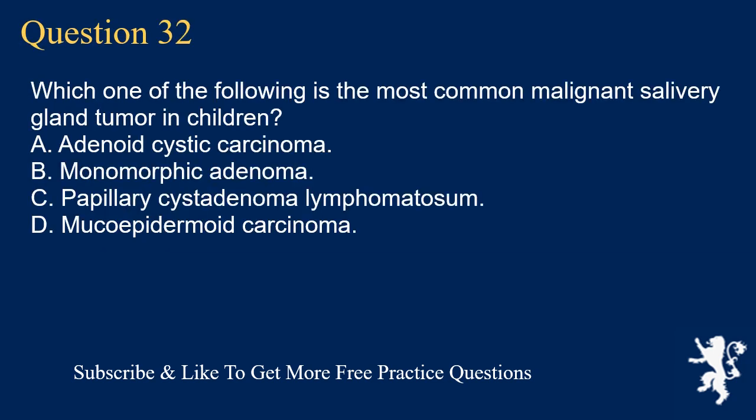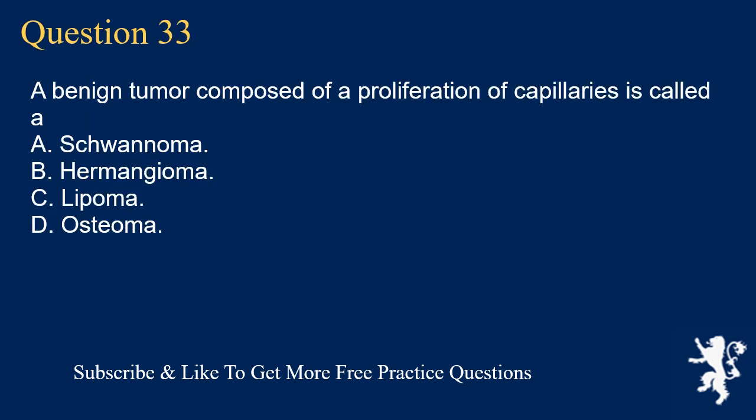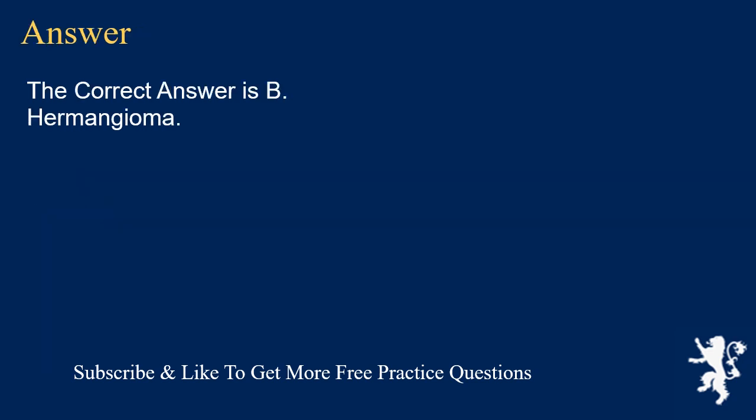Odontoma. Question 32. Which one of the following is the most common malignant salivary gland tumor in children? A. adenoid cystic carcinoma. B. monomorphic adenoma. C. papillary cystadenoma lymphomatosum. D. mucoepidermoid carcinoma. The correct answer is D. Mucoepidermoid carcinoma. Question 33. A benign tumor composed of a proliferation of capillaries is called A. schwannoma. B. hemangioma. C. lipoma. D. osteoma. The correct answer is B.